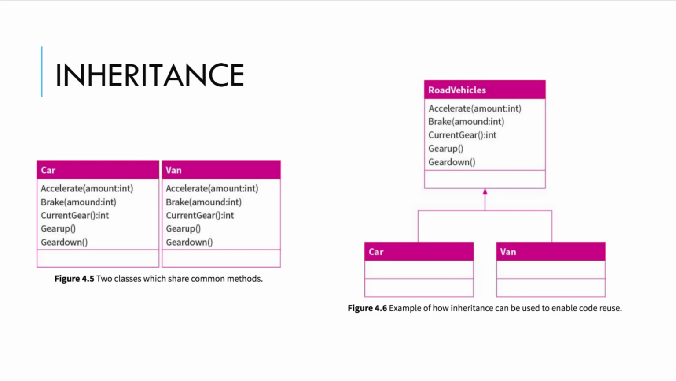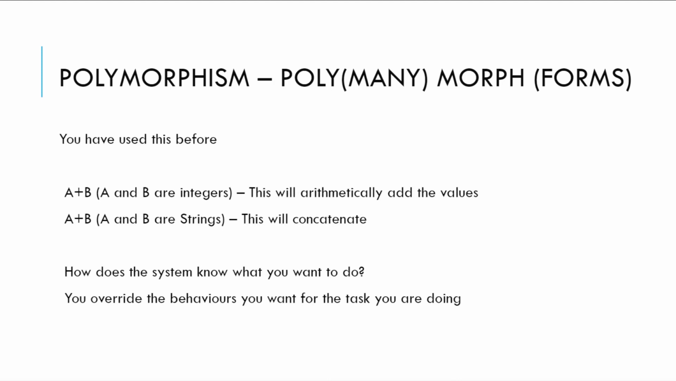The next one to look at is polymorphism. And this one sounds quite scary, but poly just means many and morph means form. So we've got many forms or many outputs. So you've actually done this before. Consider the example, A plus B. If I told you that these two are integers and A has the value of 10 and B has the value of 10, if you added them up, you would output 20.